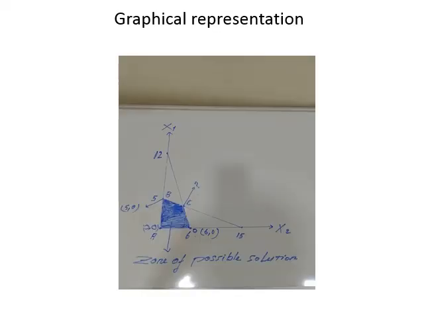Based on our calculation and the coordinates which we found out, I would like you to center your attention on the 4 intersection points. The first is intersection point A, which stands for the original point, which is always 0 for x1 and 0 for x2.